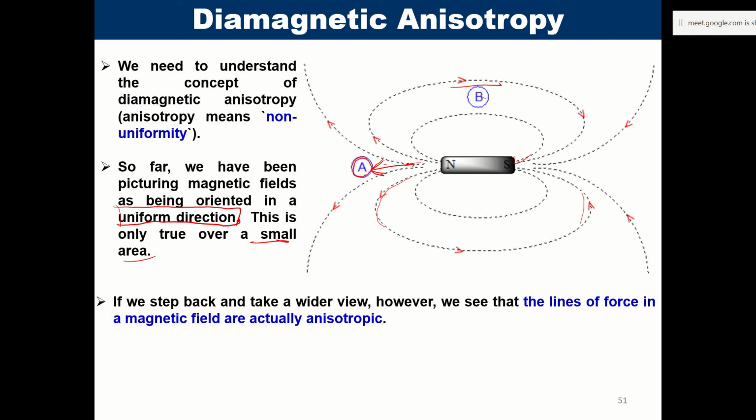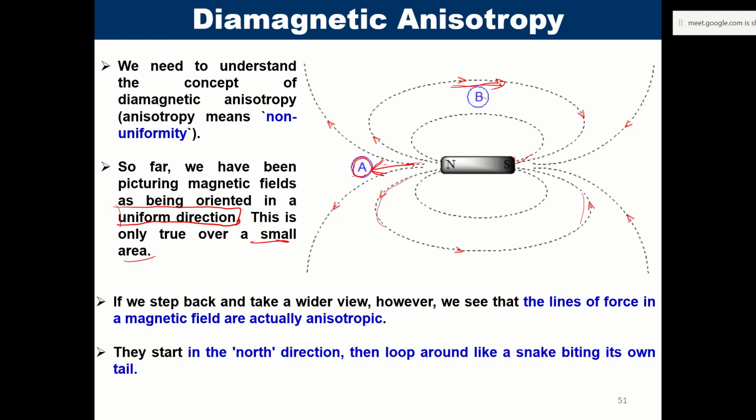It can point in this direction. Over here at the site A, it can point in this direction. The direction of the magnetic field is pointing left or right, depending on where you are placing it, in relation to the bar magnet.